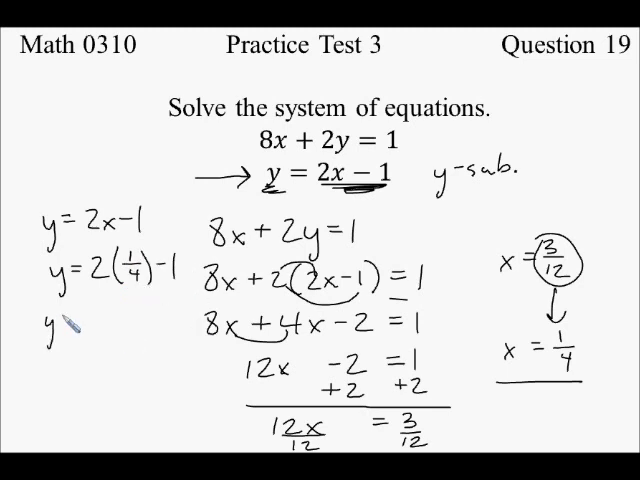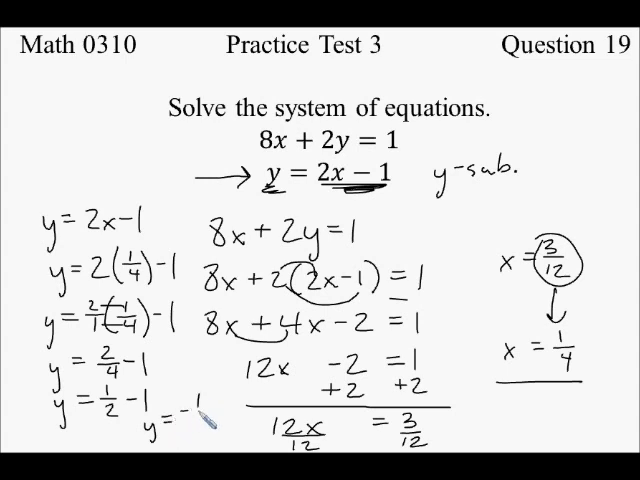Here we have, if we want to think of this as 2 over 1 times 1/4 minus 1, then we multiply. Remember, when we multiply fractions, we multiply straight across. So that becomes y equals 2/4 minus 1. 2/4 we can see is going to be the same as 1/2. And a positive 1/2 minus 1 is going to give us that y equals negative 1/2.